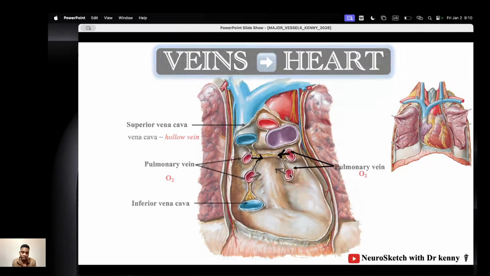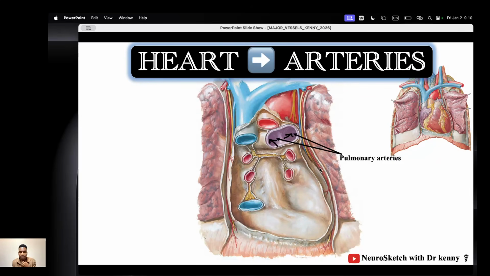The pulmonary arteries carry blood from the heart into the lungs in what we call pulmonary circulation. The arteries that carry blood into the lungs are called pulmonary arteries, but pulmonary arteries carry deoxygenated blood, unlike the rest of the arteries. They carry deoxygenated blood.